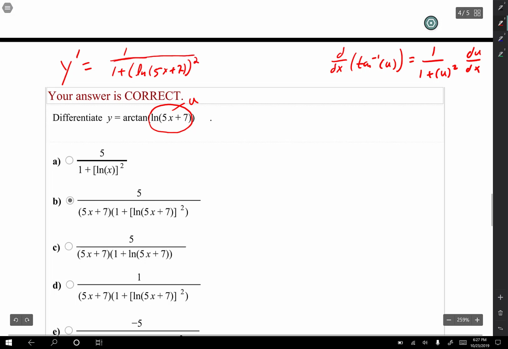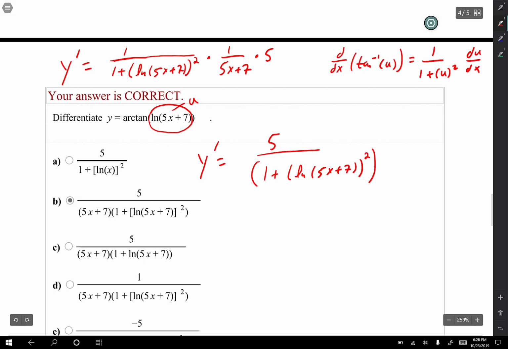And I'm not done yet. Times, look, it says du/dx, so the derivative of that: 1 over 5x plus 7, and then chain rule, times 5. So let's see if we can put all this nice and neat. y prime equals, I see a 5 in the top, 1 times 1 times 5, over, and then all this, I'm going to put it in parentheses, guys. Parenthesis, 1 plus, open another parenthesis, ln of 5x plus 7, close the ln right there, and that is being squared, and then close the whole shebang.